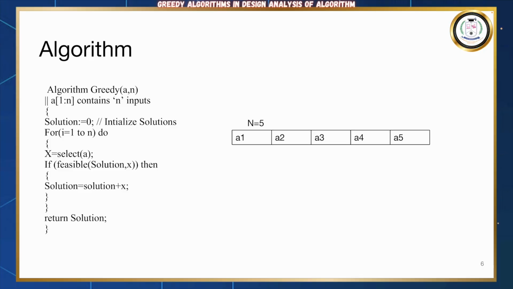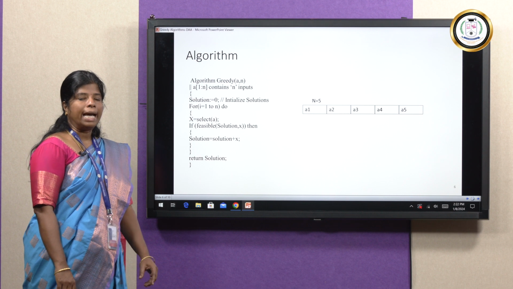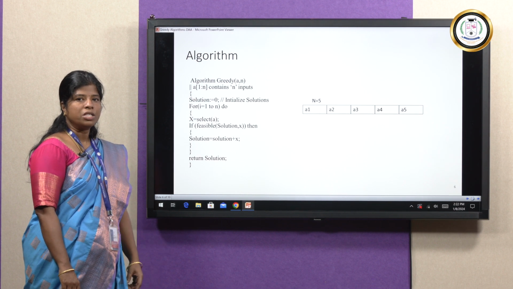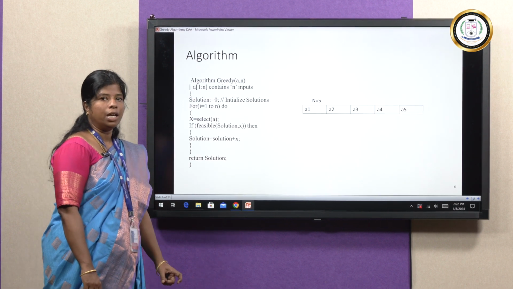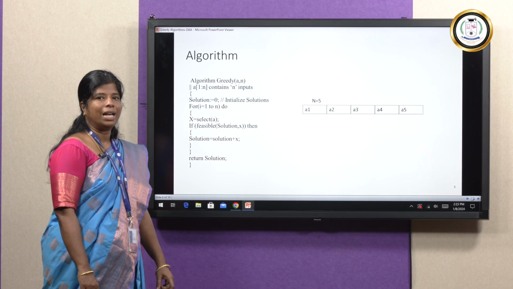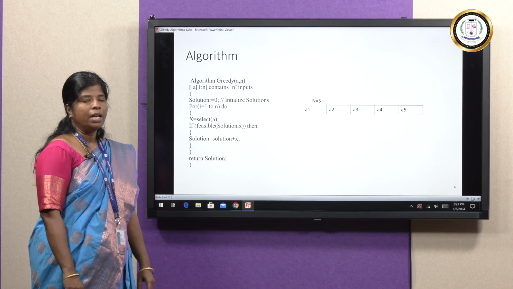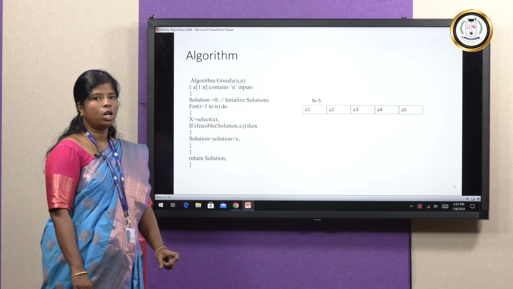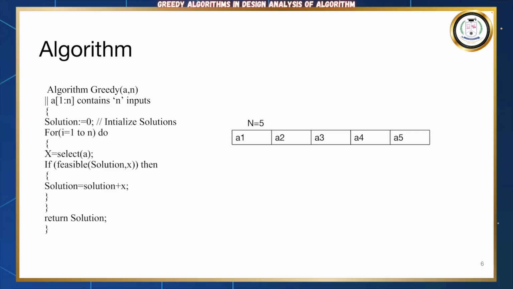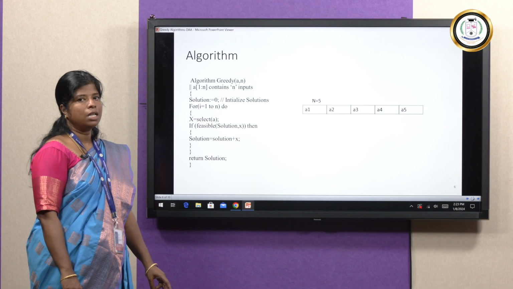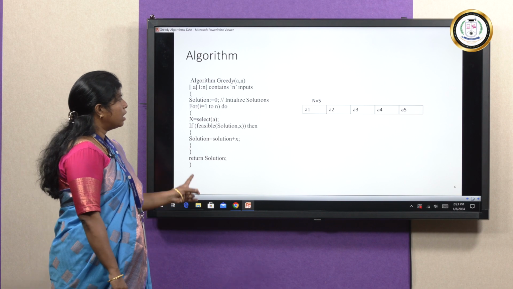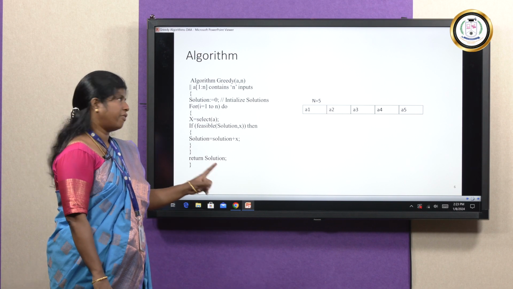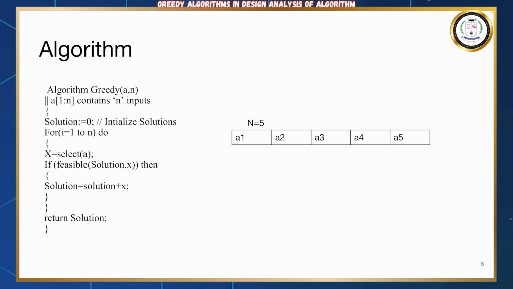Here, we will see the algorithm of the greedy method. The greedy method is followed in stages. Each stage will have one input at a time. We are going to focus on whether the input is a feasible solution or not. In this algorithm, we have 2 elements, A and N. A is the array, N is the number of elements. Here we have 5 elements, so N is 5. A contains the N inputs.